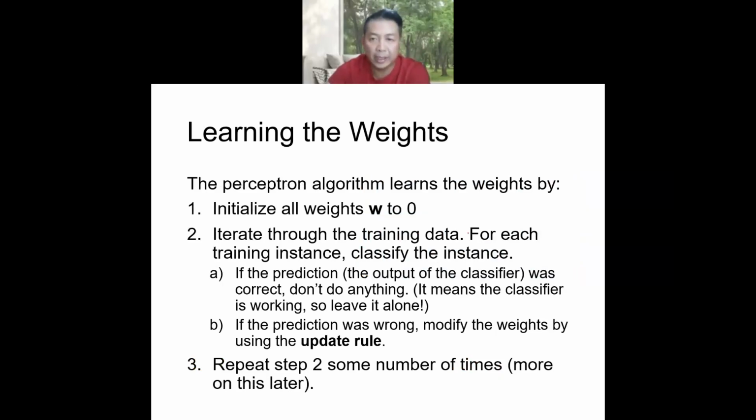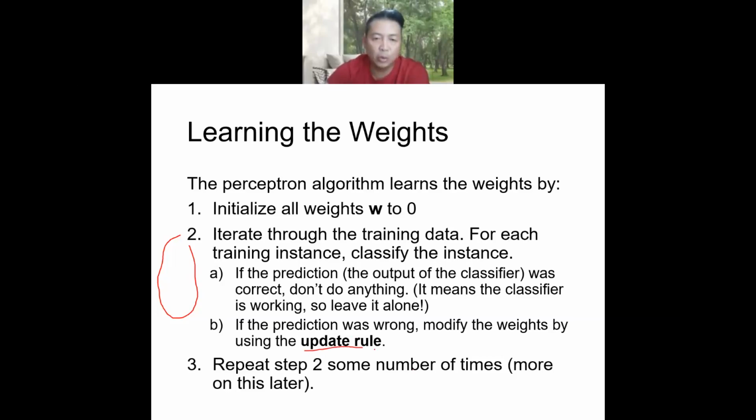So it will iterate through the training data, and for each training instance, it will try to classify the instance. Okay, if the prediction was correct, don't do anything. Do not adjust the weightage. But if the prediction was wrong, we need to modify the weights by using the update rule, in order to match the actual output that we have. We repeat this many times until all the predictions are correctly predicted.